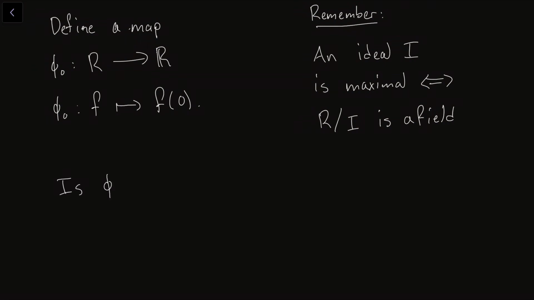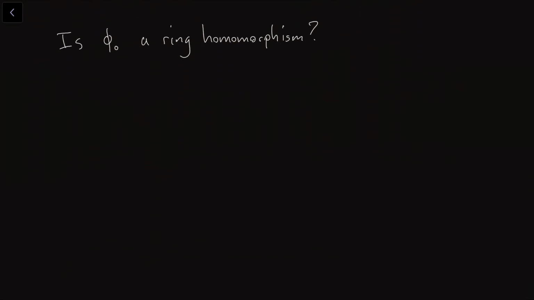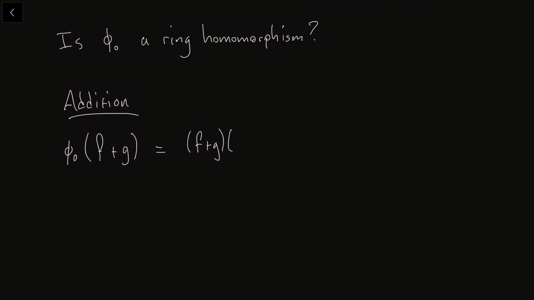And okay, so the first question is, is this map that we've defined a homomorphism? This is something that we need to check. And so we can take a look and see if it preserves addition. So what is phi 0 of f plus g? Well, this is going to evaluate the function f plus g at 0. But remember that addition is defined pointwise, so this is the same thing as f of 0 plus g of 0.